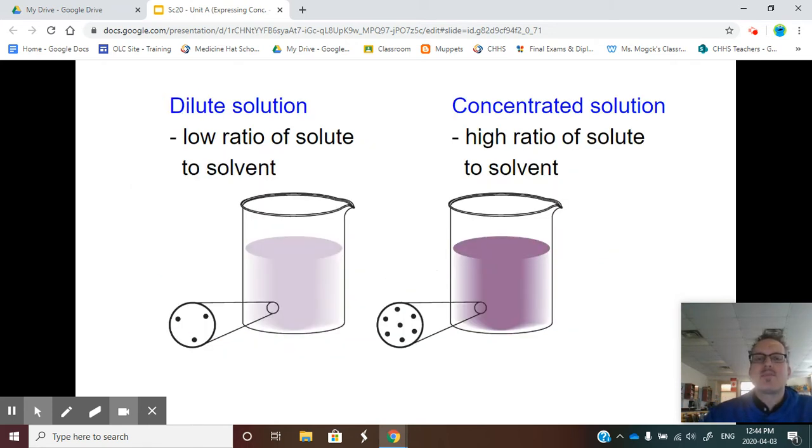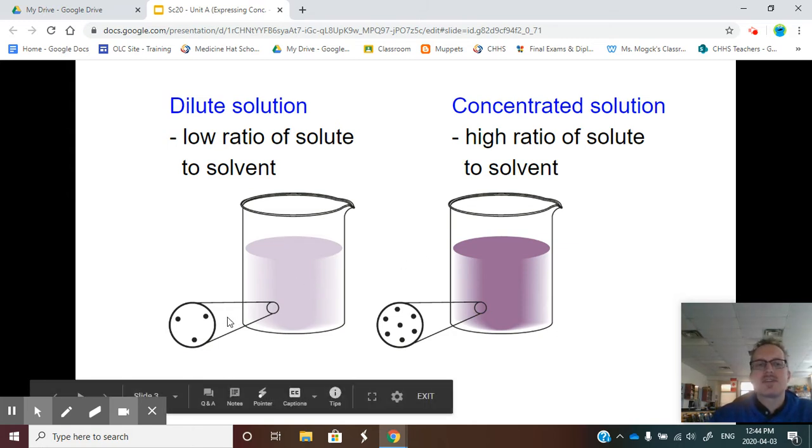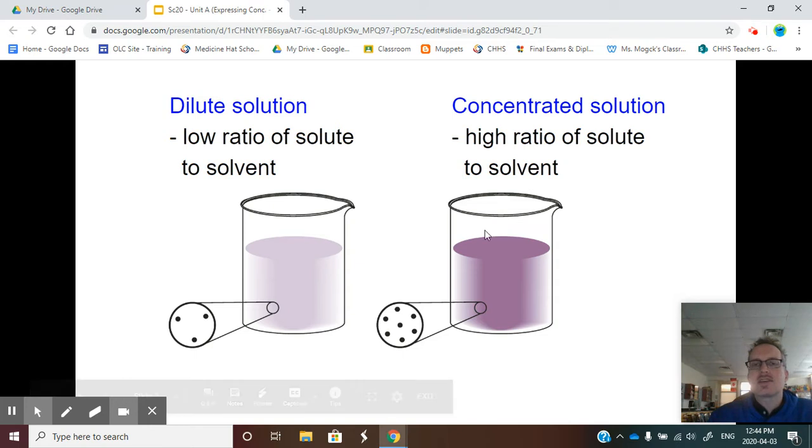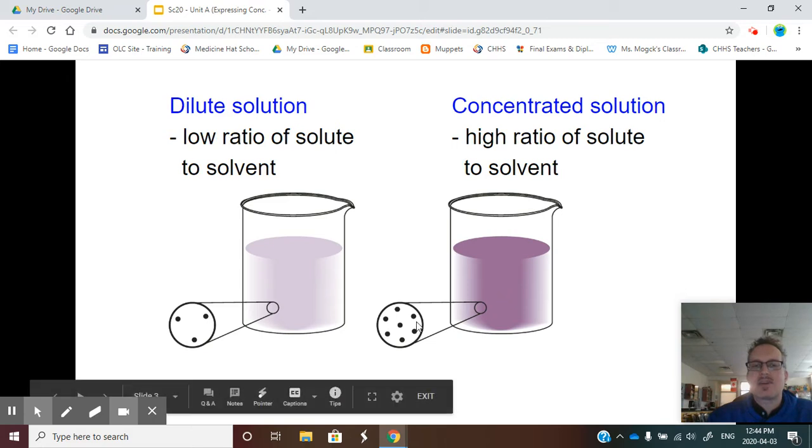So, when we're comparing these two things, a dilute solution is when we have a low ratio of solute dissolved in the solvent. So, we have, let's say, 3 particles of solute dissolved in water. A concentrated solution is when I have a much higher ratio of solute to solvent. In this case, we have 7 particles.